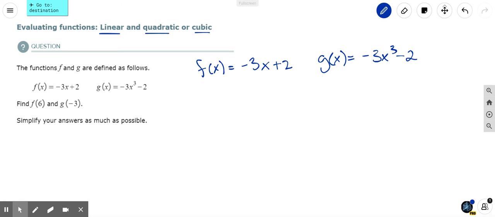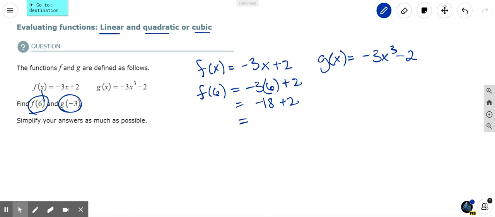Okay, so what did they say? They said find f of 6 and g of negative 3. What that means is I am going to be plugging in a 6 here into f, not into g, because it said f, and this is f. This is the function of x. So f of 6 is equal to negative 3 times 6 plus 2, which is equal to negative 18 plus 2, which equals negative 16. So f of 6 equals negative 16.